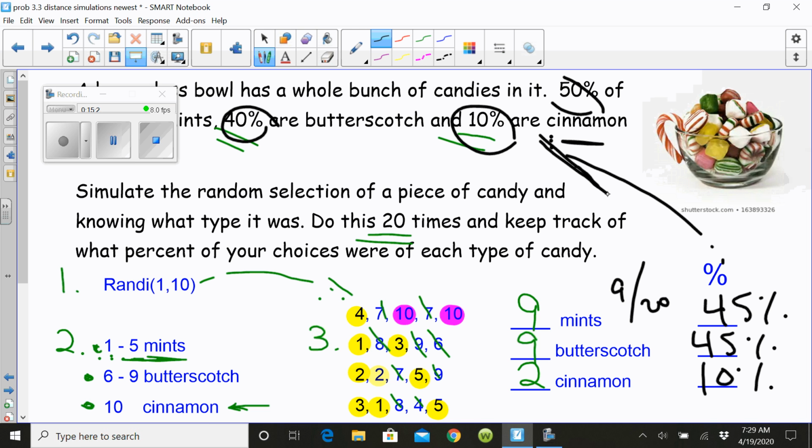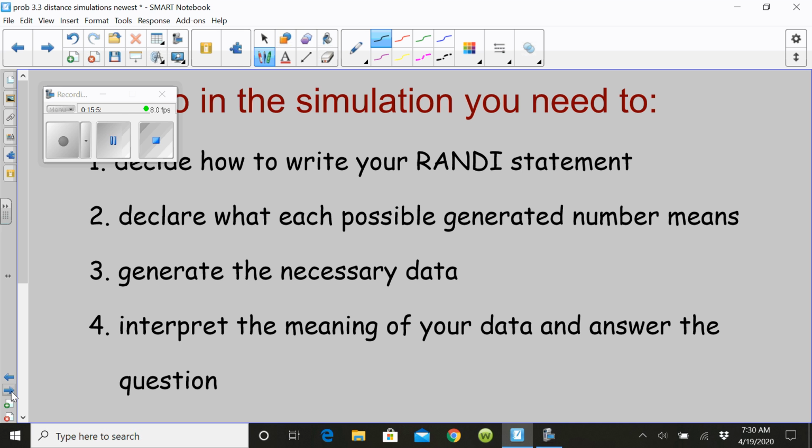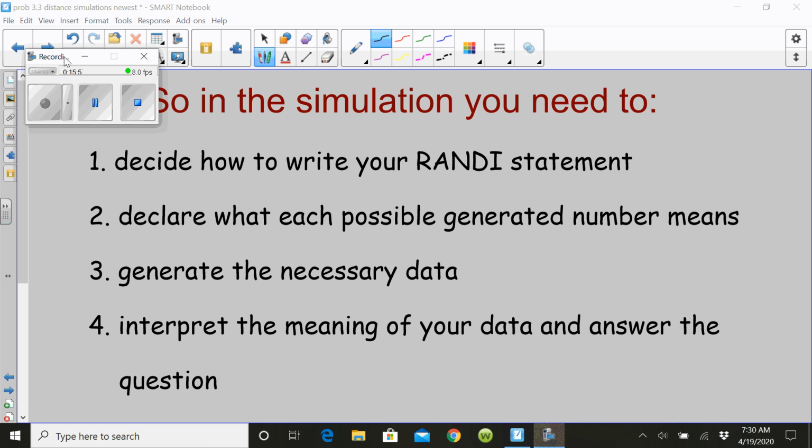It's pretty close. And the law of large numbers, remember that one? The law of large numbers would say, if I kept selecting, if I would have repeated this more than 20 times, maybe I'd do it 50 times, then I'll bet these percentages are going to start getting even closer to 50, 40, and 10. That's the law of large numbers. Revisit it again. Okay, so in this one example, you see the 4 really important steps in your simulation problems.